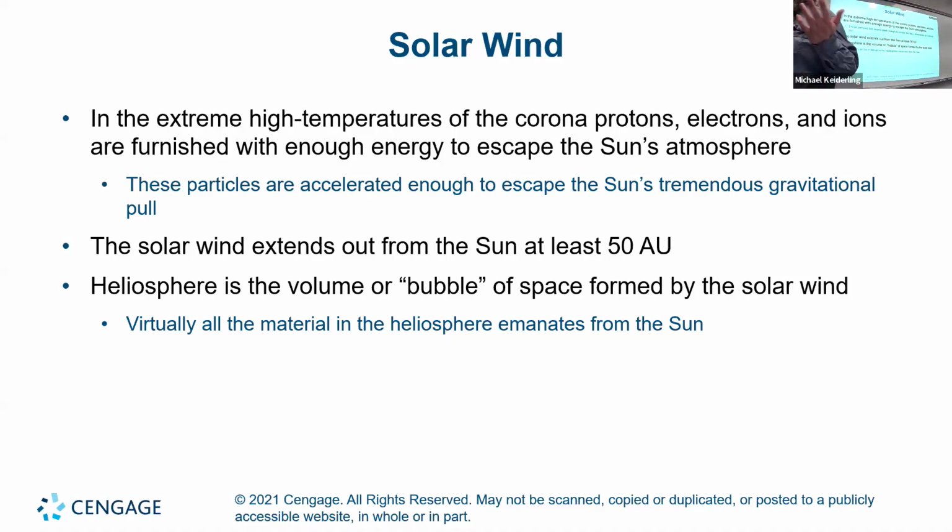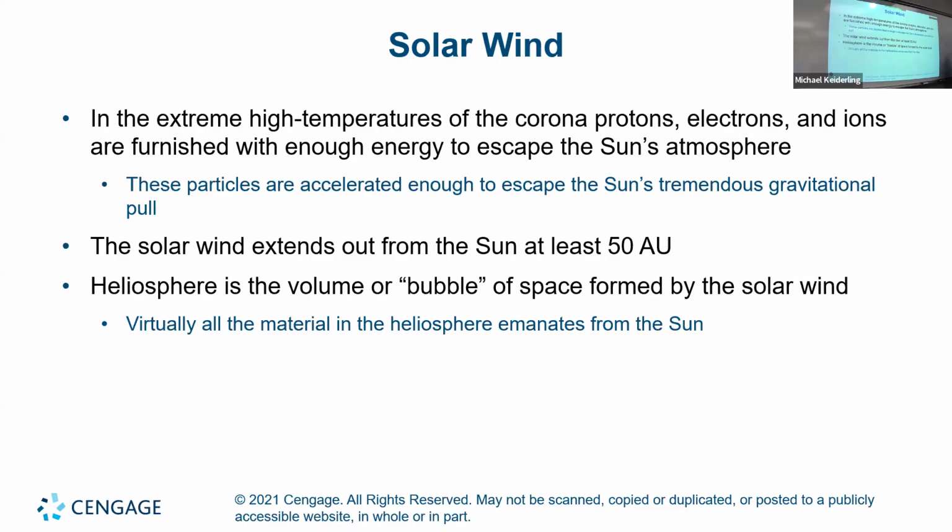Changes in the solar wind and solar activity might affect climate on Earth. We don't really know yet. The solar wind extends outward from the sun for at least 50 AU. I think it's closer to 100. And the heliosphere is the volume or bubble of space that's formed by the solar wind. I think it's somewhere between 50 and 100 AU out from the sun.